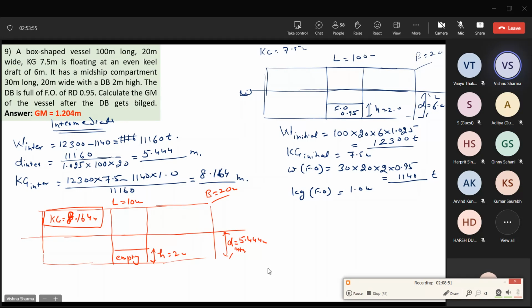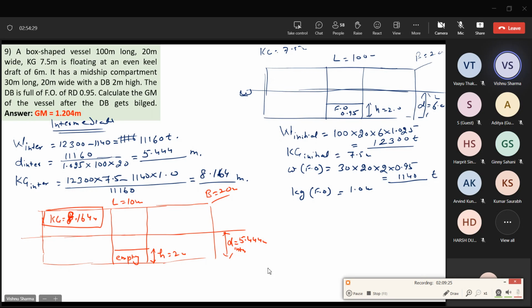Guys, these two vessels drawn, one blue, one red. Do you agree that everything is the same as far as weights and their distribution are concerned, except the DB tank? In the initial condition, the DB is full of fuel oil. In the intermediate condition, the DB is empty. Other than this difference, there is no other difference as far as weight and their distribution is concerned. Yes or no? Yes, sir. Agreed, guys?